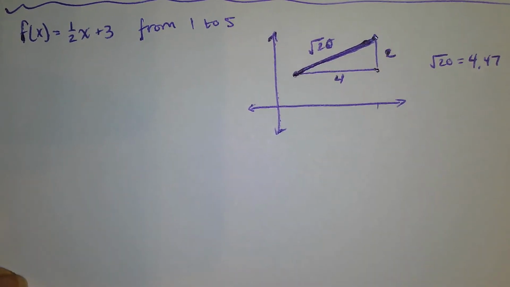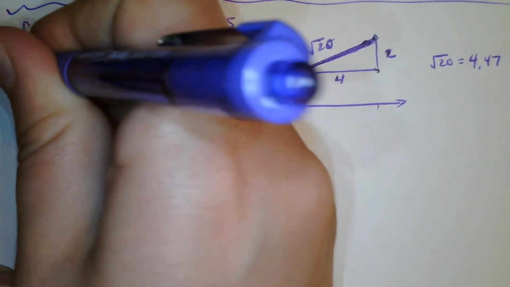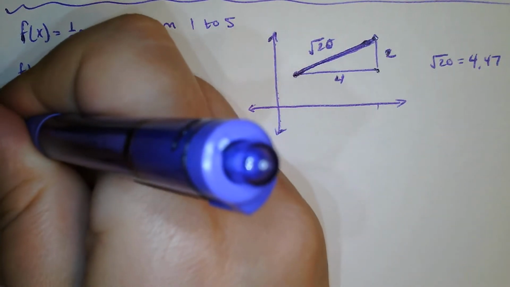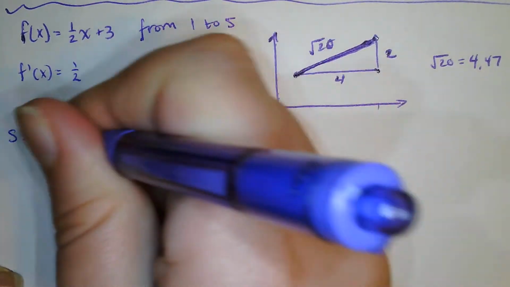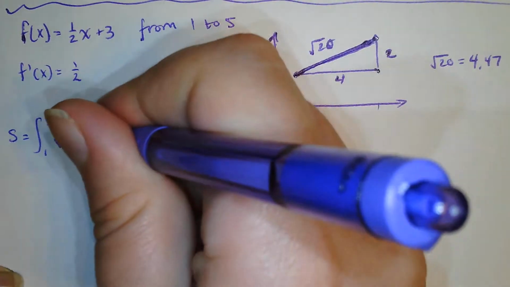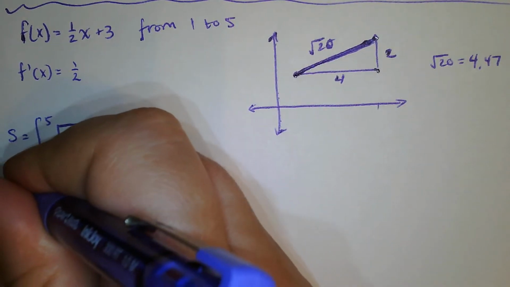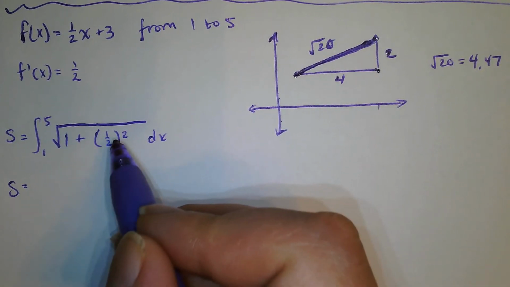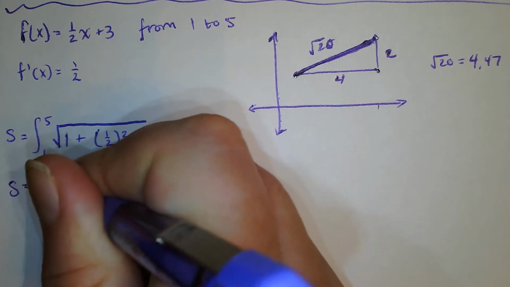Now we're going to actually apply the formula and do this. It's not too bad. First off, we need f prime of x, which easily is just going to be 1/2. So let's set up our formula. The arc length from 1 to 5 would be the square root of 1 plus the derivative squared dx. So s is equal to the square root of 1 plus 1/2 squared. 1/2 squared is 1/4. 1 plus 1/4 is 5/4. From 1 to 5, the square root of 5 over 4 dx.